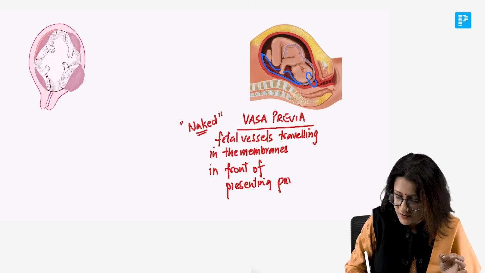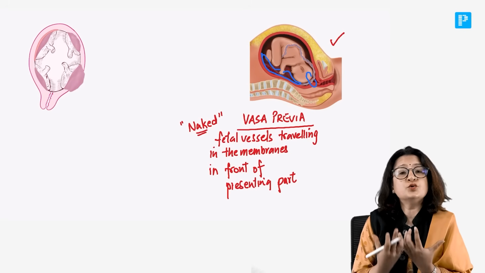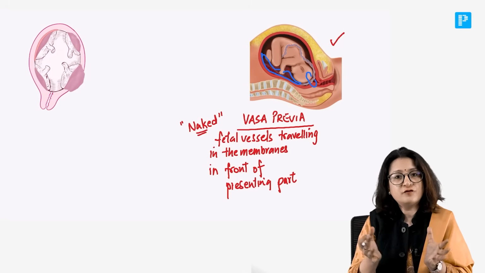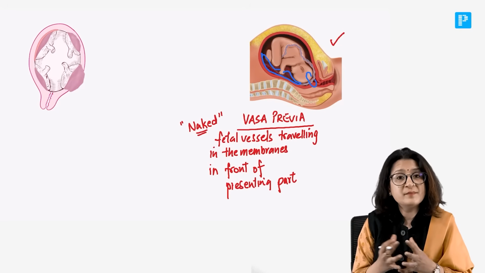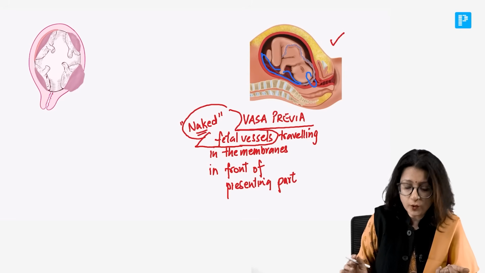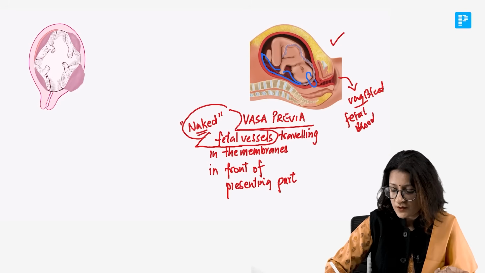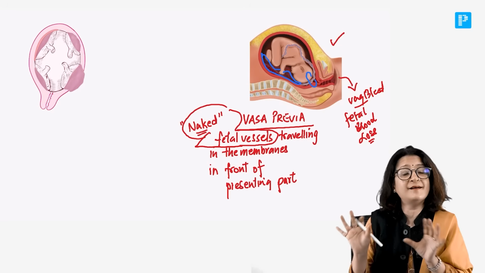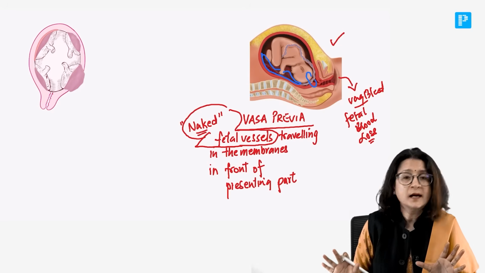This is a very dangerous situation. Why? Because when this woman, let's say for example, goes into labor, when the lower segment forms, when the cervix dilates, or when the membrane ruptures, these naked fetal vessels are also prone to rupture, and then vaginal bleeding happens. But this vaginal bleeding is going to be fetal bleeding. It is fetal blood loss. So it is very dangerous for the baby. There's sudden fetal distress, and this is a very life-threatening situation for the baby.